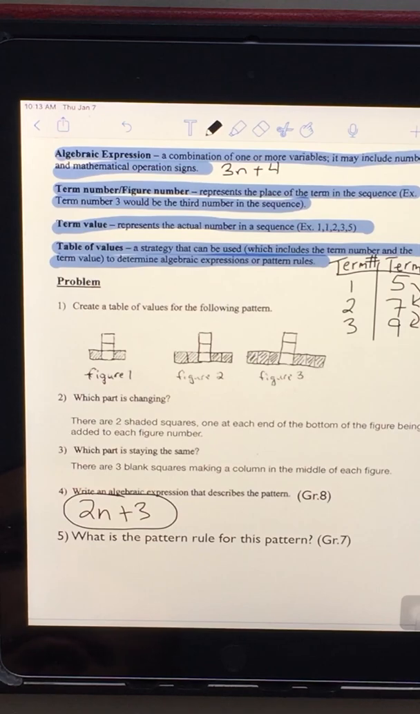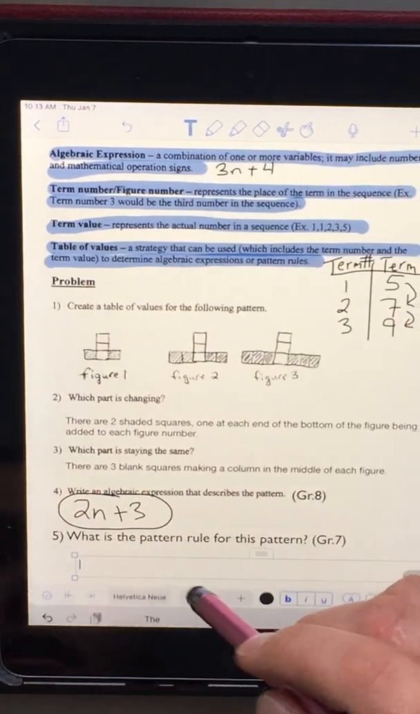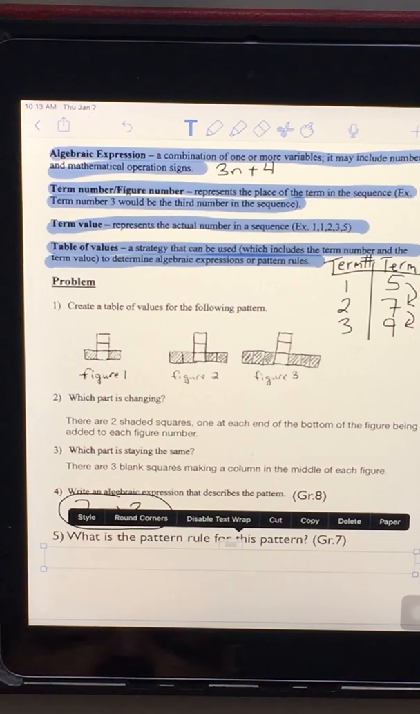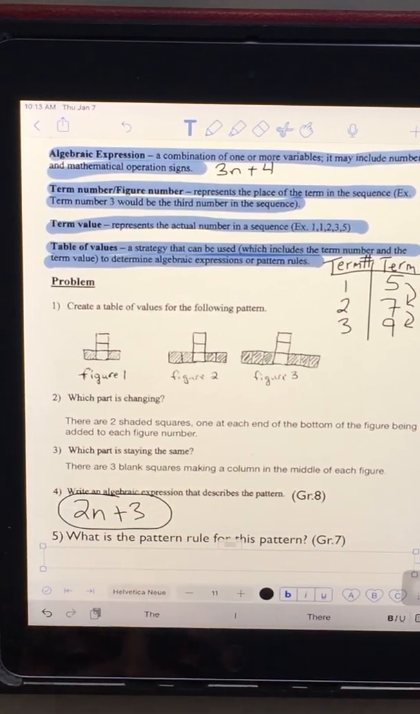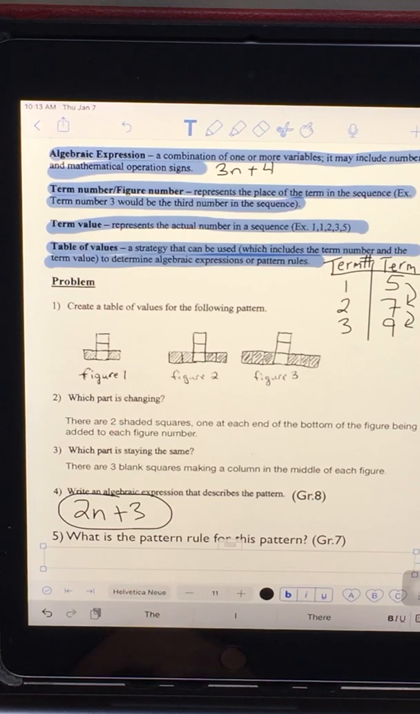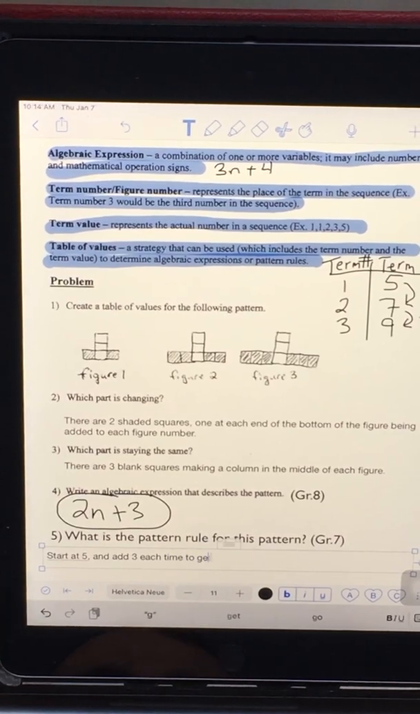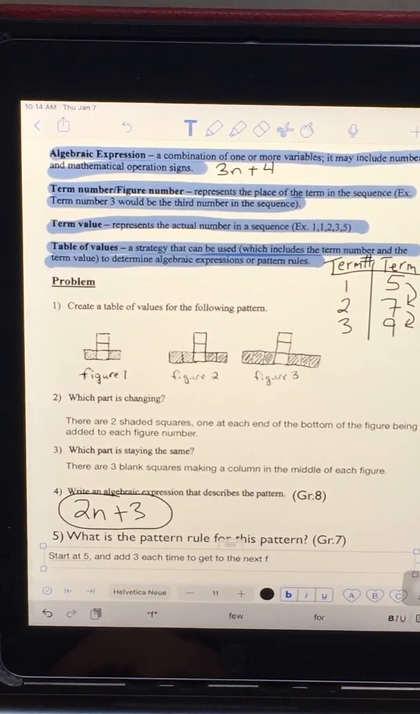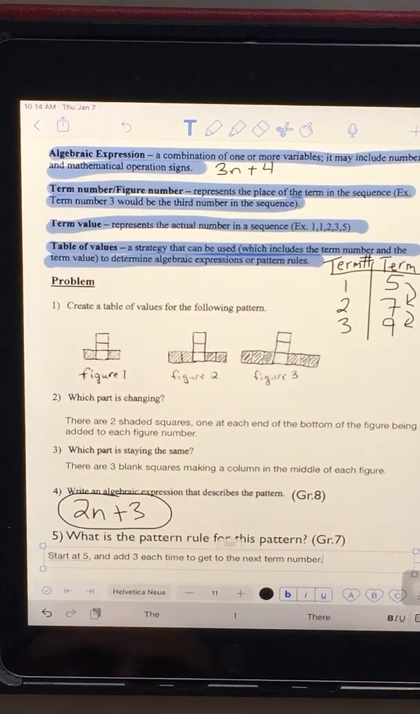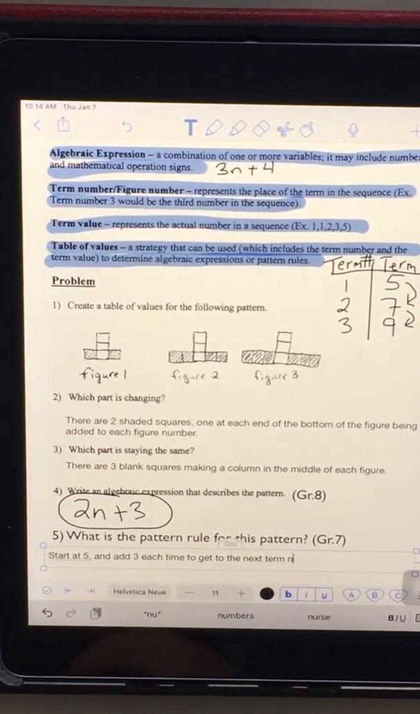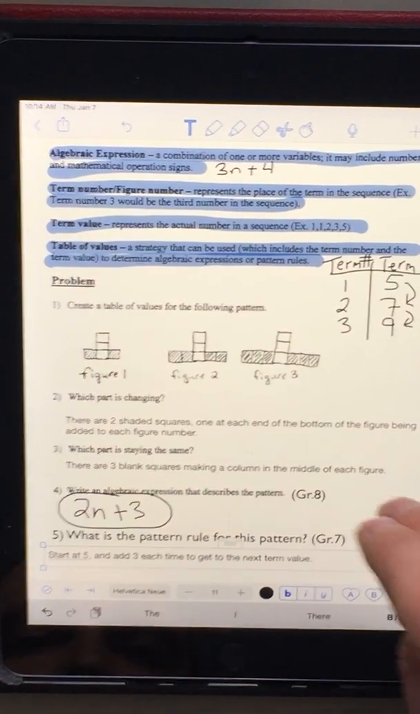So for grade 7, it asks, what is the pattern rule? Whenever you're asked to write a pattern rule, I'm pretty sure you've done this before, grade 7 and earlier grades, but there's 2 parts to this. We always want to mention where it starts and then how to change it to the next term number. So we would say start at 5 and add 3 each time to get to the next term number. Actually, to get to the next term value might be more correct.